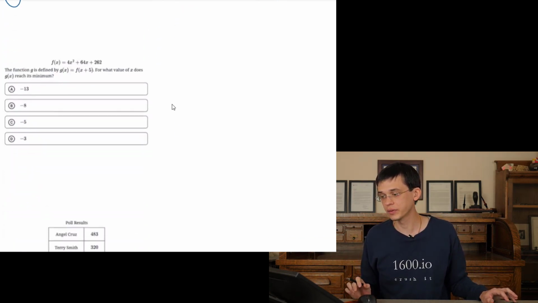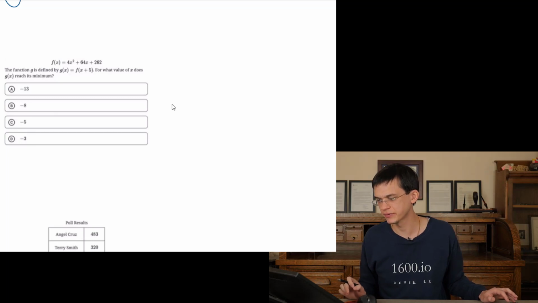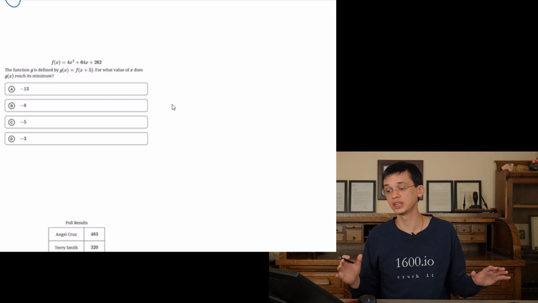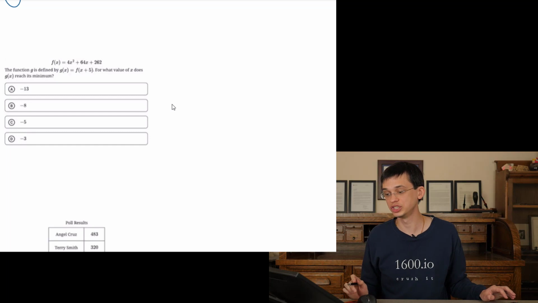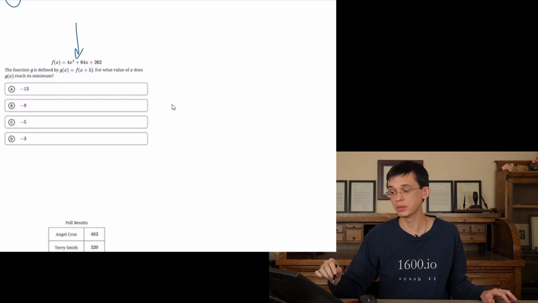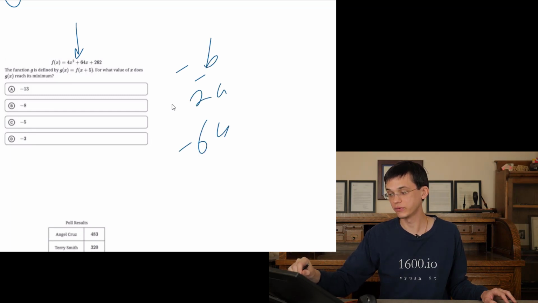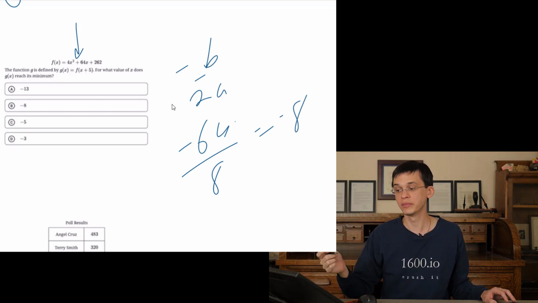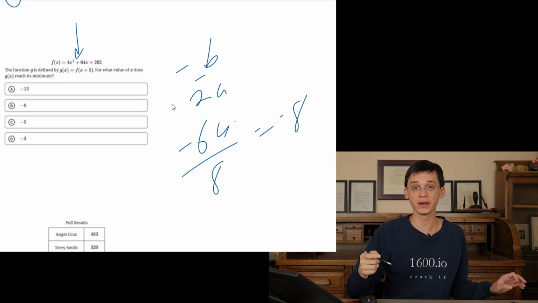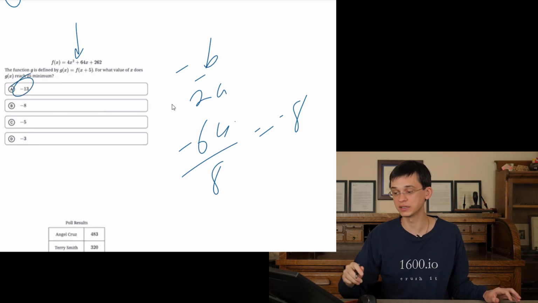The function is this, for what value? Oh, wait, the function is divided by g of x, f of x. So g of x is f of x shifted 5 units to the left. So at what value of x does g of x reach a minimum? Well, it's just going to be the minimum value of f of x shifted over 5 units. So let's find the minimum of f of x. That's by negative b over 2a. So that's going to be equal to negative 64 over 8, which is equal to negative 8. So that's the minimum value of f. So the minimum of g of x is going to be the minimum of f of x shifted over 5 units to the left. So that's going to be negative 13.